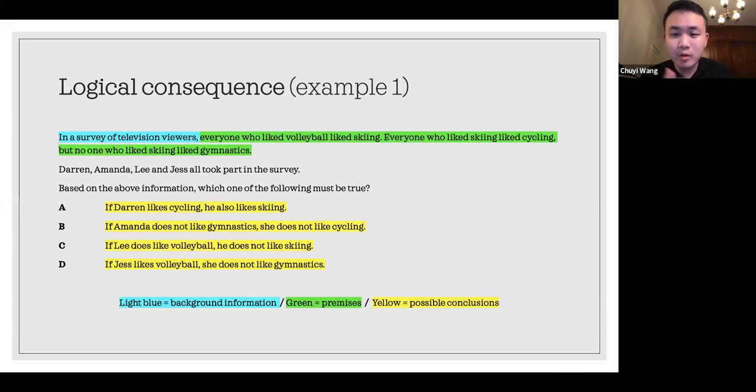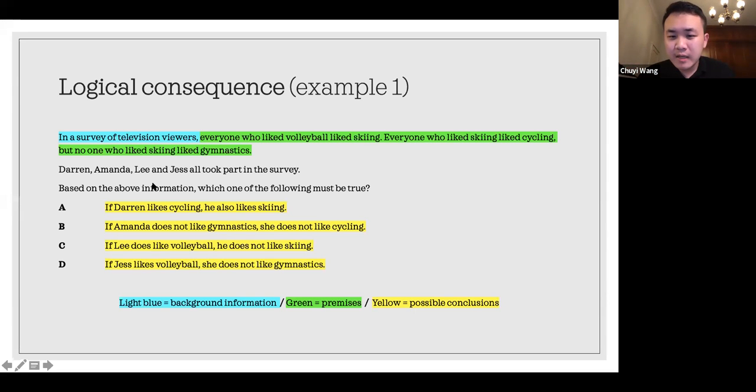If Jess likes volleyball, she does not like gymnastics. Well, if Jess likes volleyball, she must like skiing. But no one who likes skiing likes gymnastics, which means that one is necessarily true. That's the certain right answer. Does everyone see what I'm saying? Now I'm stepping through this first one very slowly so that people can see the logic at work. Does everyone see how in a logical consequence question, there can only be one right answer? The other ones are all definitely wrong, and there's one that's definitely right. So for this question, the answer would be D.